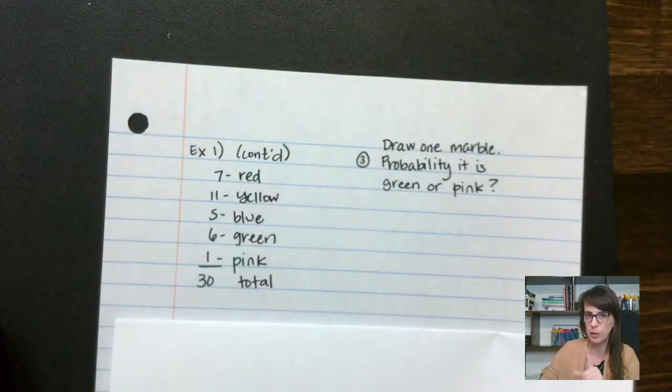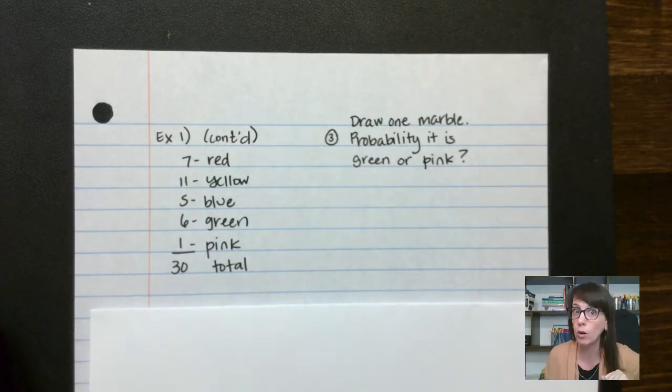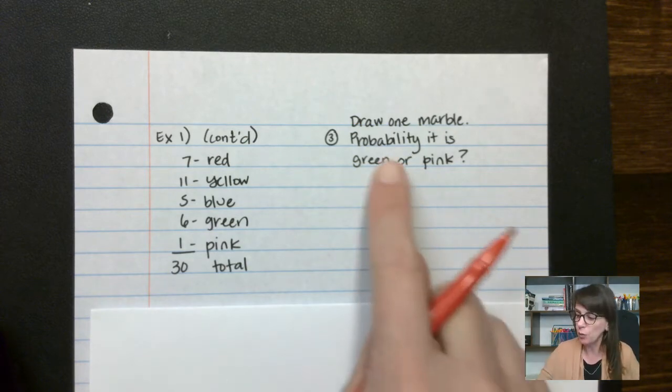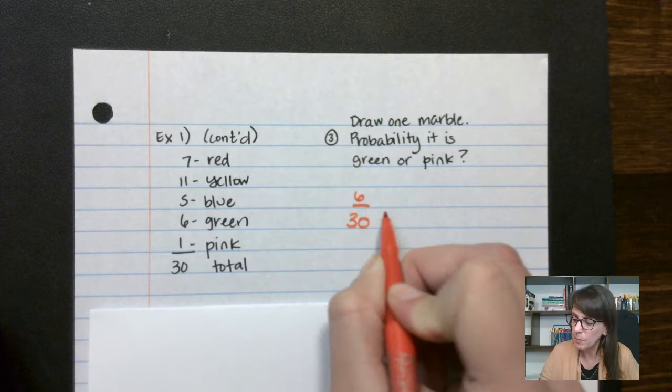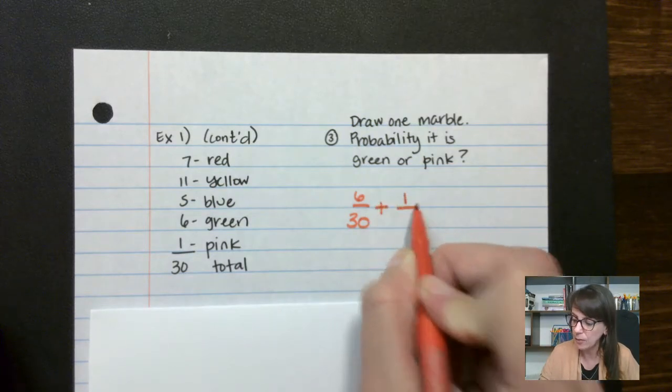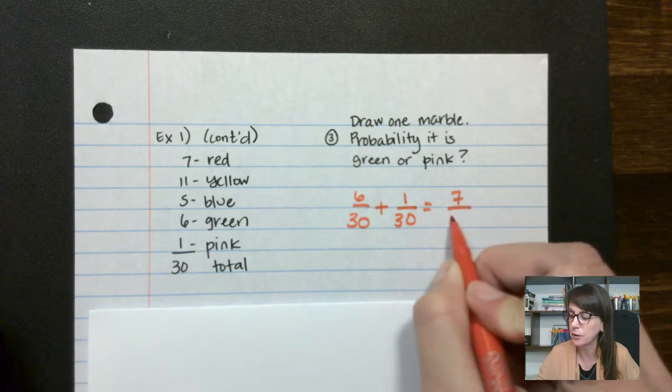And means multiply. Okay, so let's try another one. This is the same example continued, so we're going to use those same numbers. We draw one marble. What is the probability it is green or pink? Now, or means add. So green is 6 out of 30, or pink, which is 1 out of 30. That gives us 7 out of 30 chances.